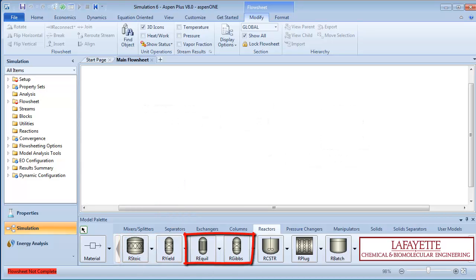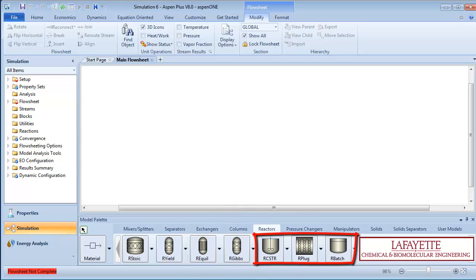R-Equil and R-Gibbs are equilibrium-based models and are used for reversible reactions. R-Equil is a simpler model and can calculate both the chemical and phase equilibrium of a reaction. R-Gibbs is useful for situations in which not all the reactants or reactions are known, such as in petroleum refining. R-Gibbs determines the outlet stream composition by minimizing the Gibbs free energy of the system.